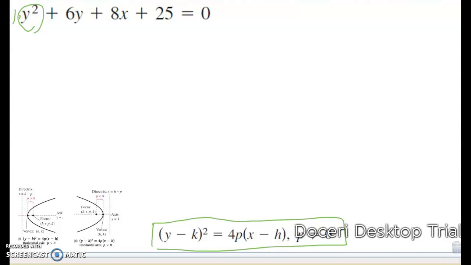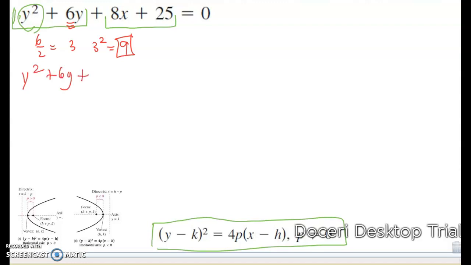So right off the bat, I'm going to complete the square here. I know I'm going to have to move everything over to the right-hand side, which I will take care of as soon as I complete the square. I take whatever's in front of the y, divide by 2, and we get 3. 3 squared is 9, so 9 is the one I'm going to use to complete the square. So I have y squared plus 6y, and I need to add a 9 for it to be a perfect square. But I don't want to just add a 9. I want to subtract the 9 to maintain the equality, because 9 minus 9 is 0. Then I have the 8x plus the 25 equal to 0.